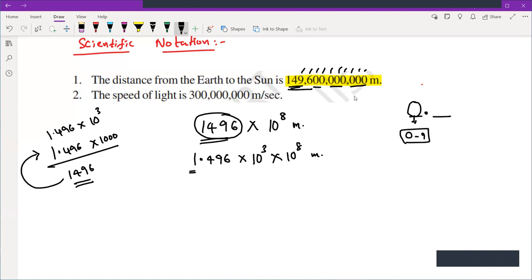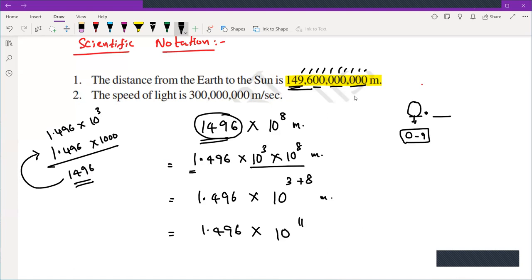Okay, now we can write this as 1.496 into 10 to the power of 3 plus 8, using the a power m into a power n formula. So the answer is 1.496 into 10 to the power of 11 meters. This is the scientific notation of the distance from Earth to the Sun. Is it clear? Yes, sir.